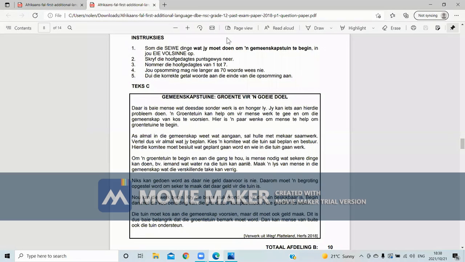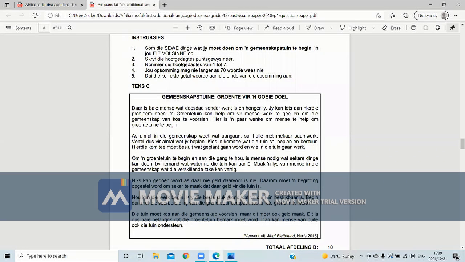So just to recap, our mission is what you must do to start a community garden. Okay, so as almal in die gemeenskap weet wat aangaan, sal hulle met mekaar saamwerk. So if everyone in the community knows what's going on, they will work together. That might be useful. Okay, so we'll just leave it for now. Vertel dis vir almal wat jy beplan. So I feel like this is a tip. So vertel almal in die gemeenskap wat aangaan, dan sal hulle saamwerk. Okay, that would be a good first tip.